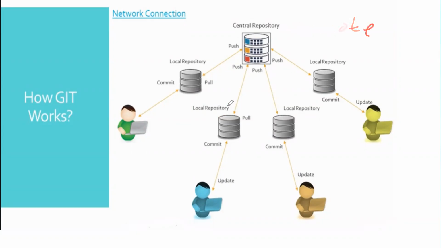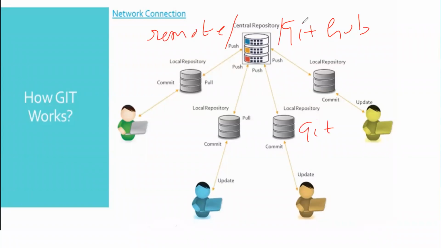So both are okay. And this will be GitHub. And local repo will be Git. Okay. Please remember, this is very important. I will just reiterate that thing. This is GitHub and this is Git. I will also say this as remote repo. Okay. So the central repository or the remote repository is GitHub and the local repository is Git.